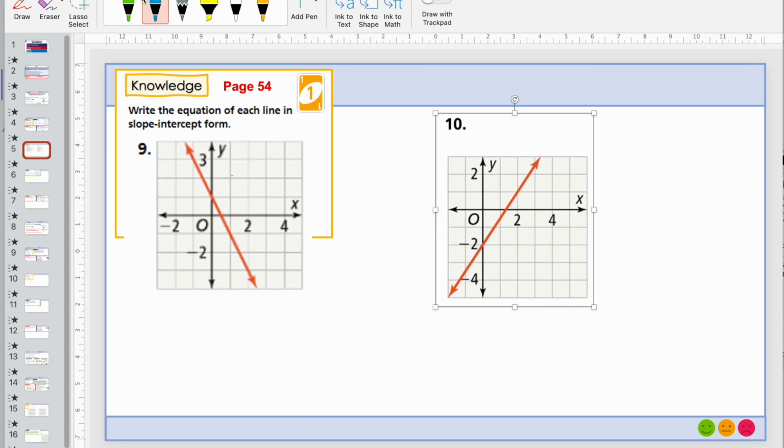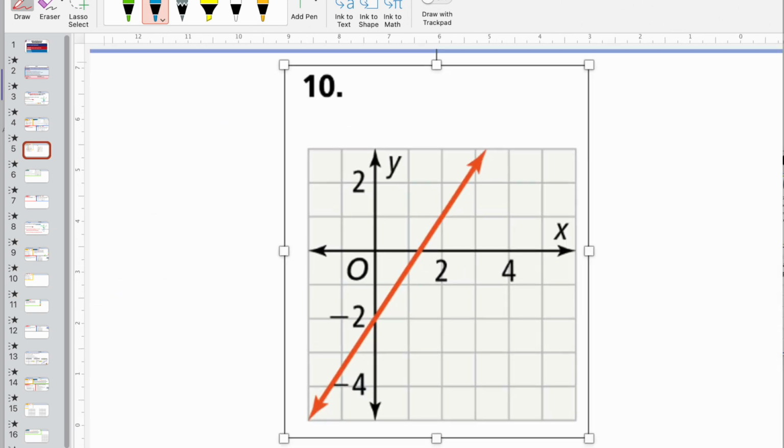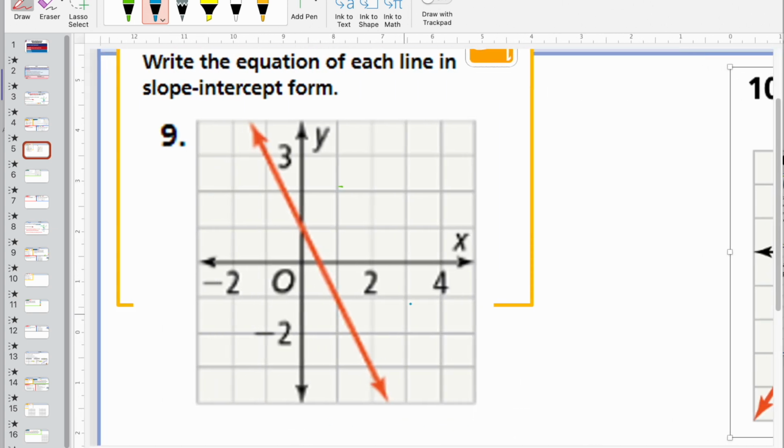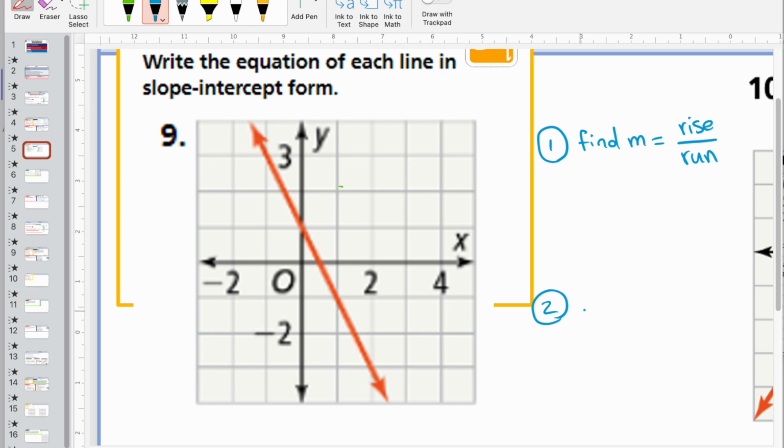Okay. So in order to find the equation of a line, remember I have 3 steps to follow. Step number 1 is I need to find m. Personally, I prefer to find m using rise over run. Second step is to find b, which is the y-intercept, and lastly is to write your equation, y equals mx plus b. Okay.